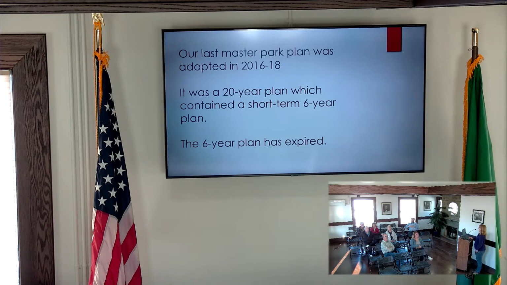Our last master park plan was started in 2016. I think there was an amendment adoption in 2018, so the most recent plan we have is dated 2018. I did bring a copy of it if anybody would like to look at it. It was a 20-year plan, which contained a short-term 6-year plan. The 6-year plan is what has expired, and we need to update.